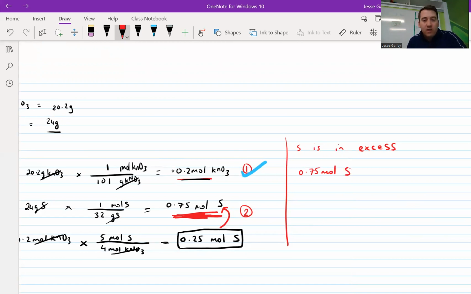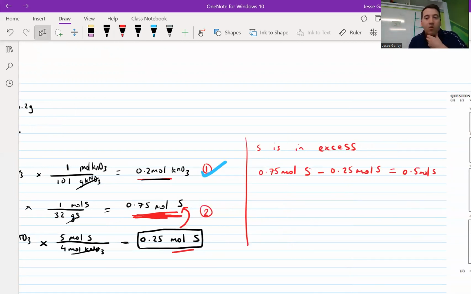Well, of course, I use this much. So take away 0.25 moles of S. So that's going to give me 0.5 moles left over of S. Okay, so the next question is, well, what mass of S is that? So pause the video and work out what mass that would be.